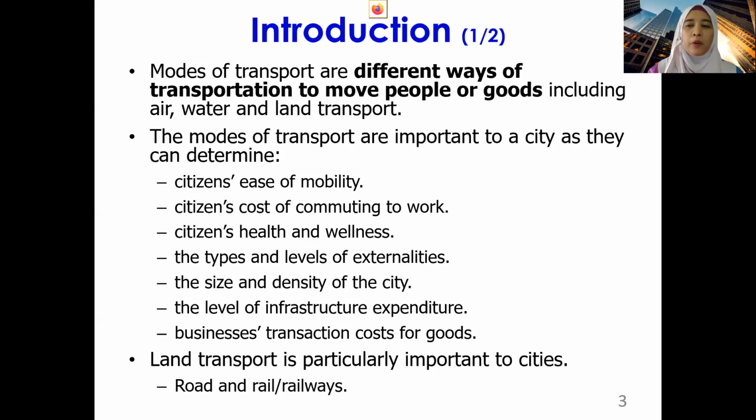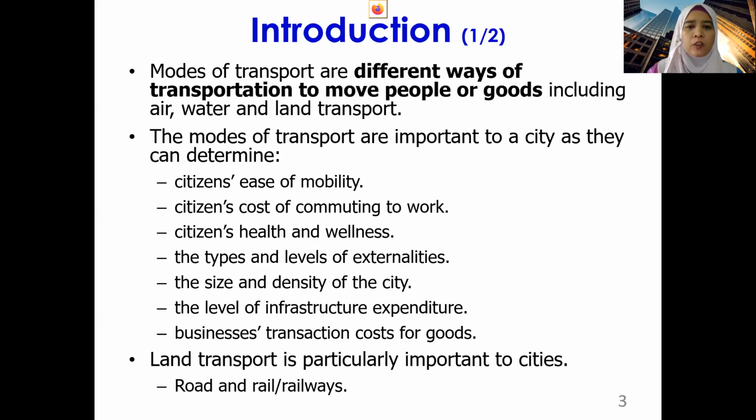For roads, for automobiles, for instance, automobiles require roads. What else? Parking lots. They require junctions. They require traffic signals. All these things require some level of infrastructure expenditure.